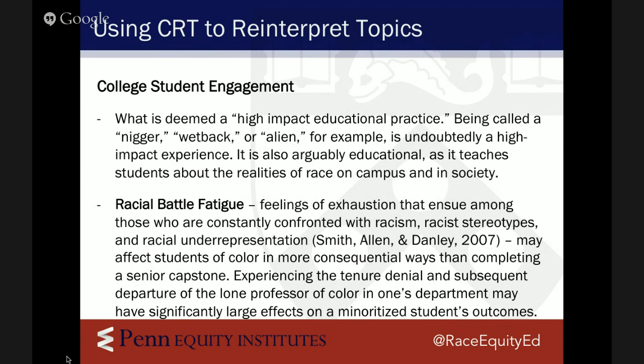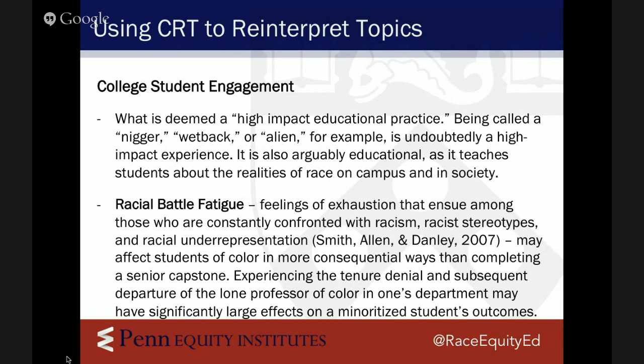Racial battle fatigue is a concept that William Smith at University of Utah uses in his work, and Christine Stanley, who is at Texas A&M, has written quite a bit about. And it's really the feelings of exhaustion that ensue among those who are constantly confronted with racism, racial stereotypes, and racial underrepresentation in predominantly white spaces especially.